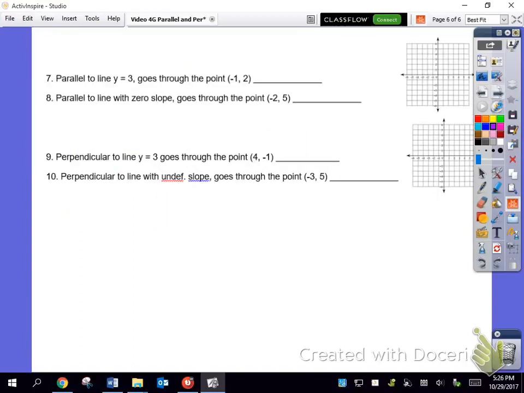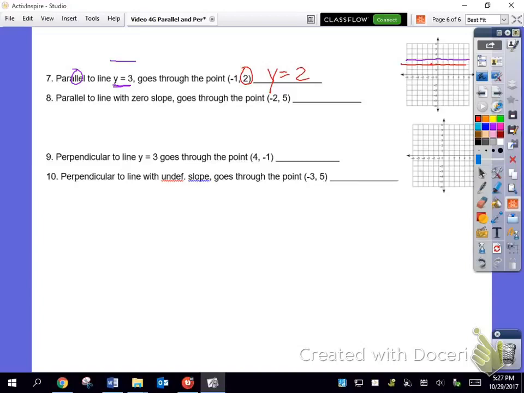If I want one that's parallel to y equals, now the y equals, it goes through the y equals 3. So I'm going to cut through the y. So that is a horizontal line. And if I want to be parallel, I also want it to be horizontal. So -1, 2, I also want it to be parallel. So I look at the y. So y equals 2. It has to be horizontal to be parallel.